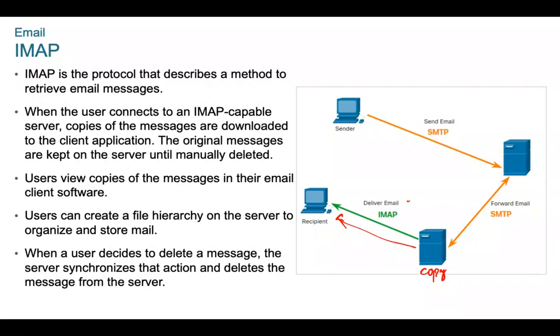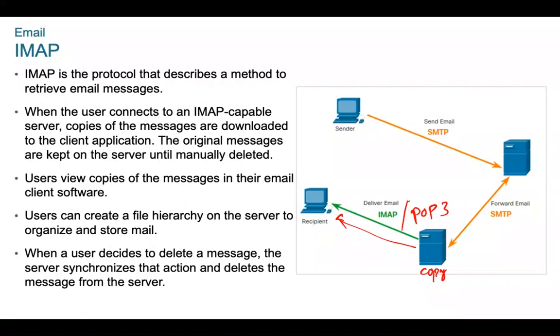So users can create a file hierarchy on the server to organize and store email. That file structure is duplicated on the email client as well. When a user decides to delete a message, the server synchronizes that action and deletes the message from the server. So that is the difference between IMAP and POP3.